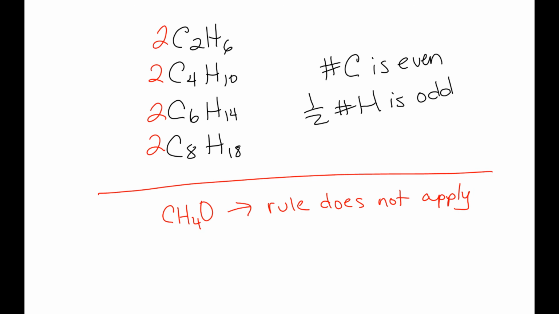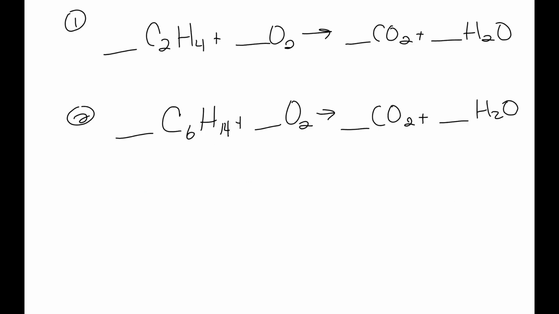Okay? So let's try one. Let's try a little harder one. Now if we look at the first one, C2H4, the number of carbons is even, but half the number of hydrogens is not odd. So it's an even number, so we can just balance it the normal way. I'm going to go quickly through this. I want you to try and do this yourself first. So turn this off, see if you can balance it and then turn it back on, and I will have the correct answer for you. And I'll show you how I do it.